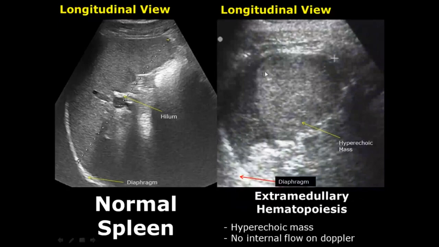Extramedullary hematopoiesis usually involves the whole spleen, but sometimes they can be focal. When they are focal, they present as hyperechoic masses without any internal flow on Doppler.